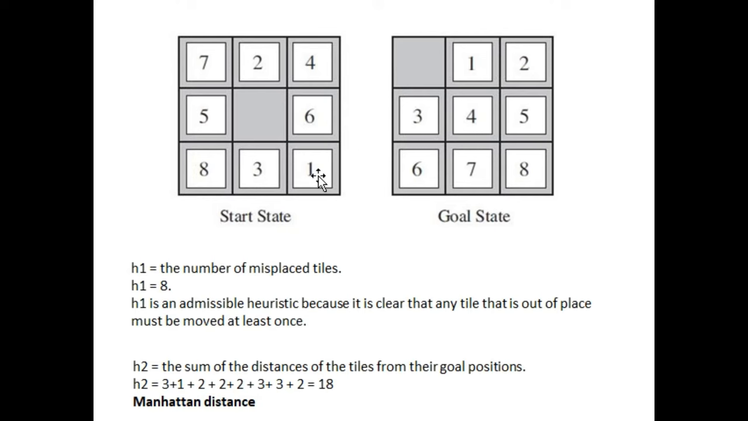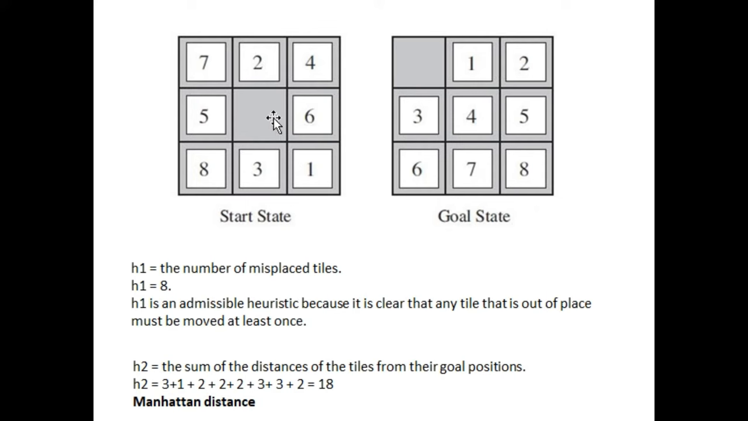In our initial state, tile 1 is here. In our goal state, tile 1 is here. In our initial state, tile 2 is here. In our goal state, tile 2 is here. We want to move the initial state to the goal state, and this is our problem.